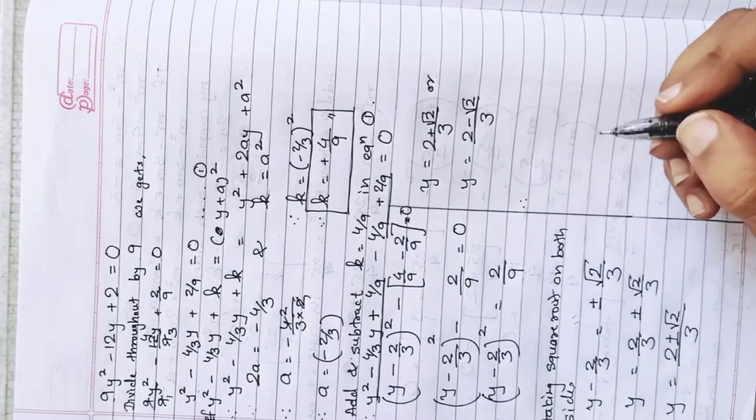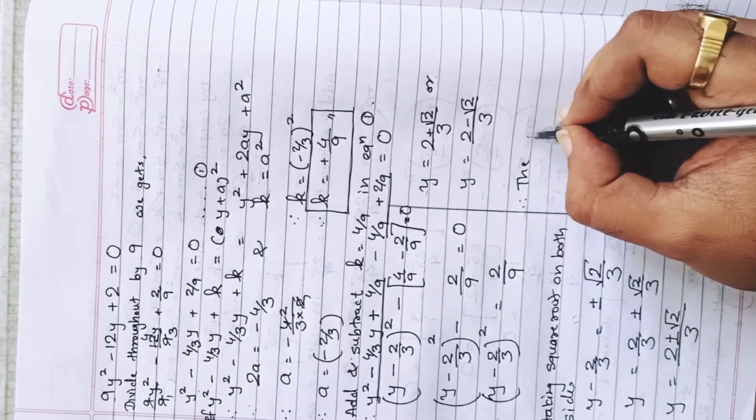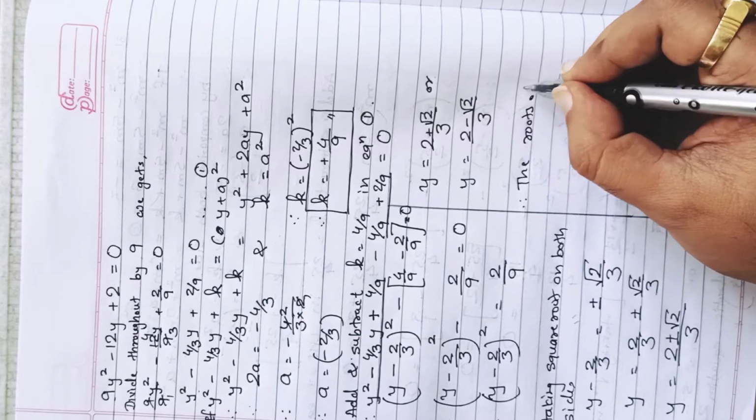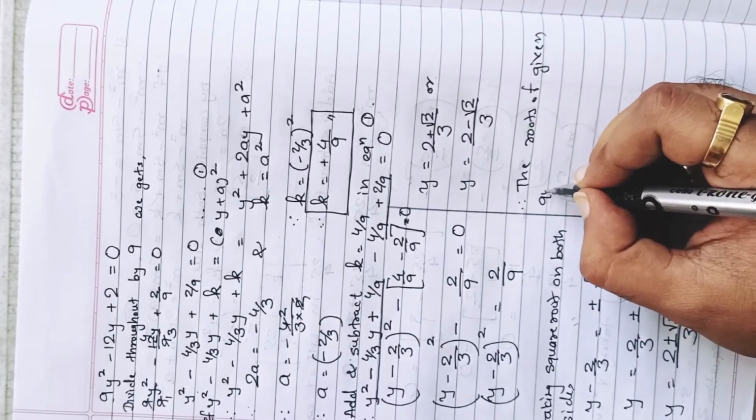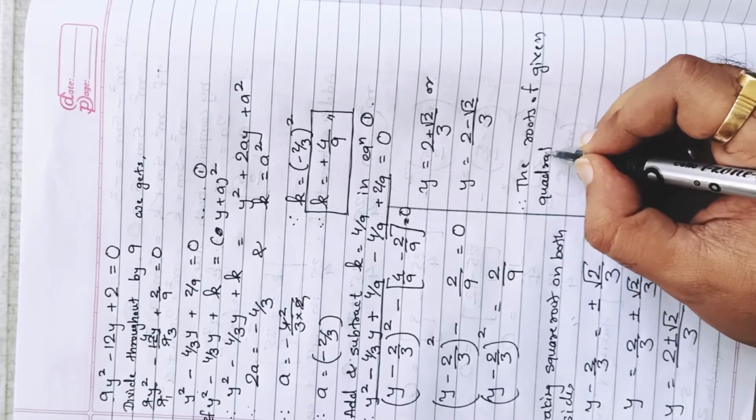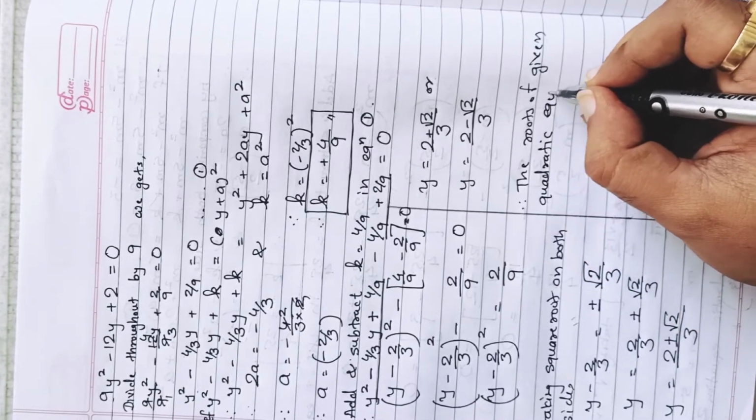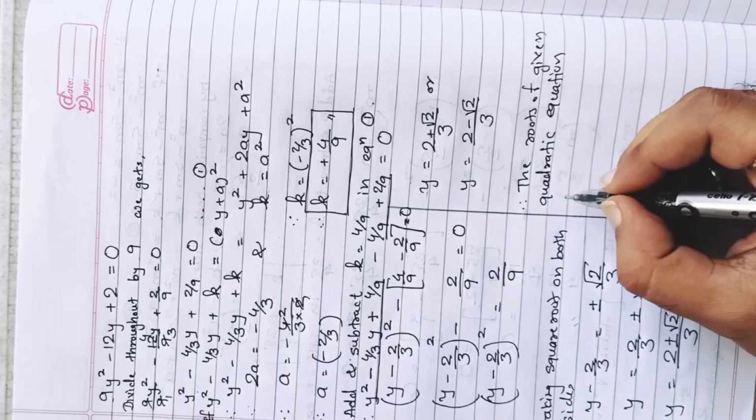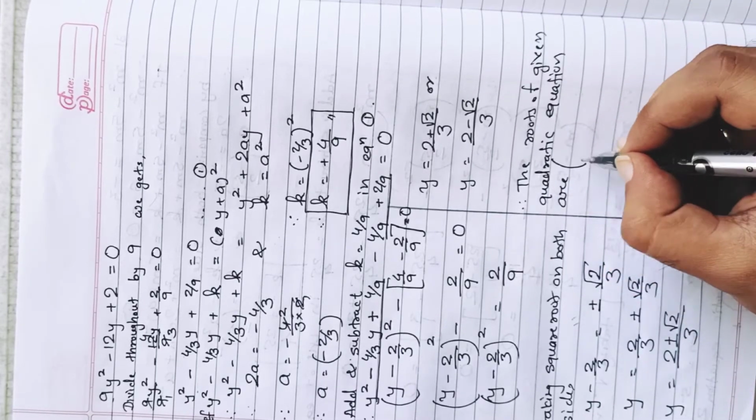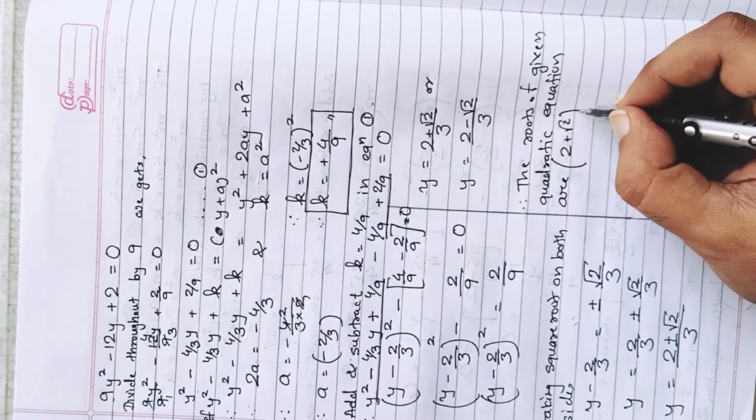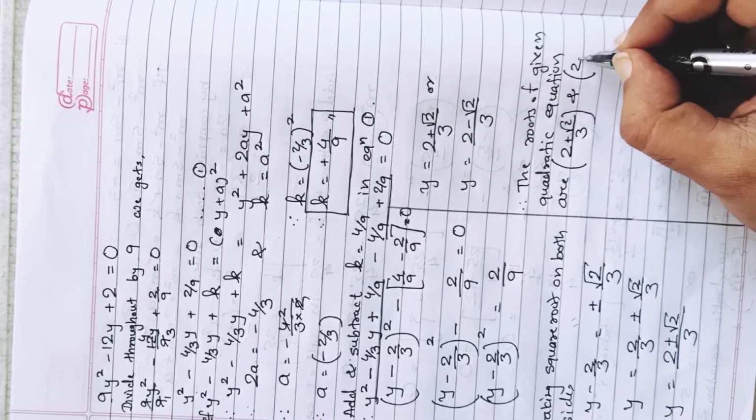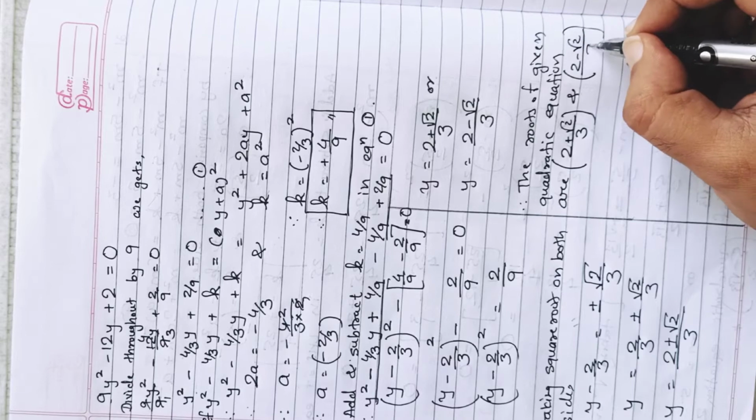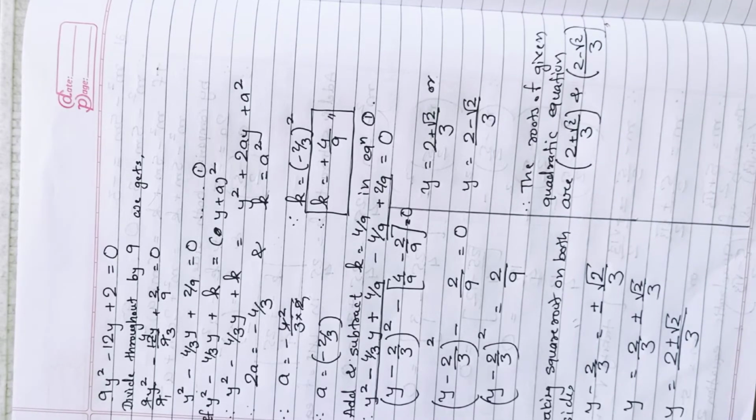Now final answer. Therefore the roots of the given quadratic equation are first 2 plus root 2 by 3 and 2 minus root 2 by 3. This is sum number 4.